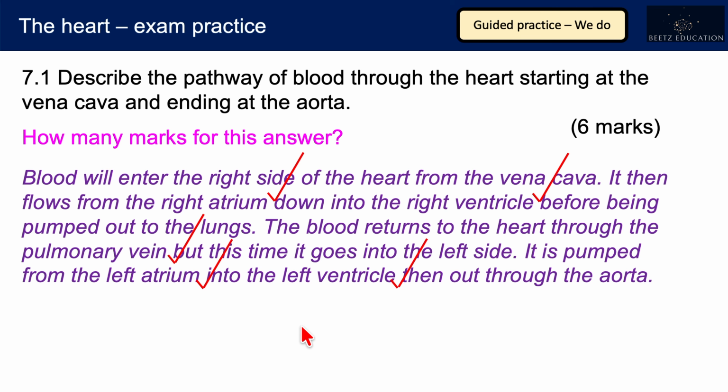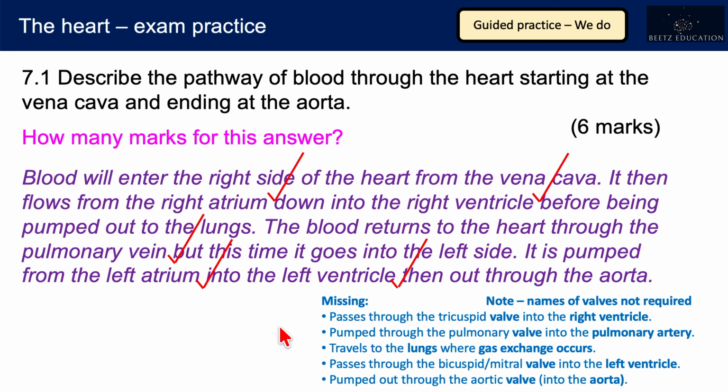Now, there's quite a few bits they could have mentioned to achieve 6 marks. They could obviously have mentioned the blood vessel through which blood flows from the right ventricle to the lungs, being the pulmonary artery. They could have talked about what happens at the lungs, as well as referencing valves. Okay, so that is a strong response from our student, but several of the bits they could have mentioned just to bump that up to 6 marks.